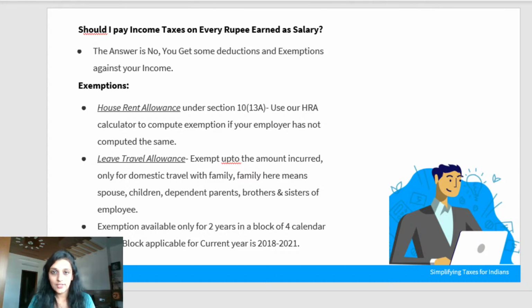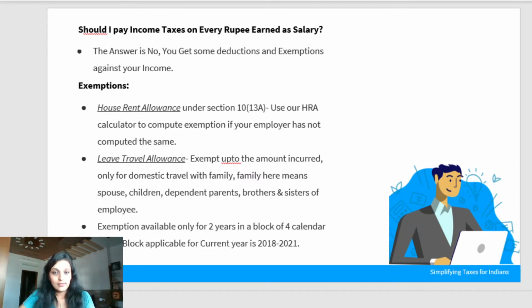This leave travel concession got introduced in this budget, and you can include it if you are expending money starting from the period 12th October 2020 till 31st March 2021. Then only you can avail this benefit.